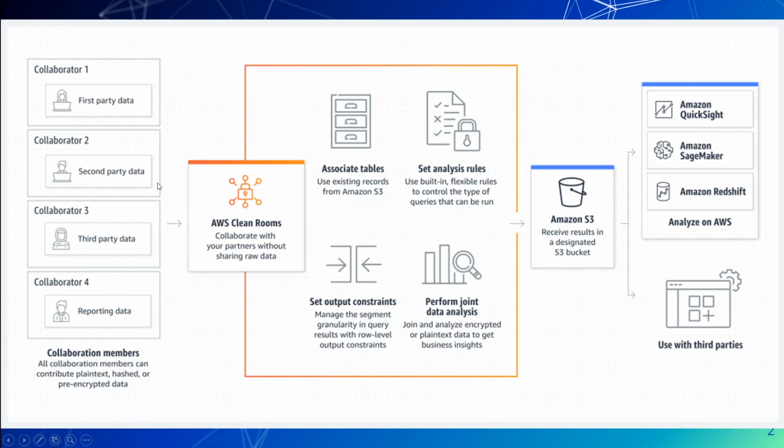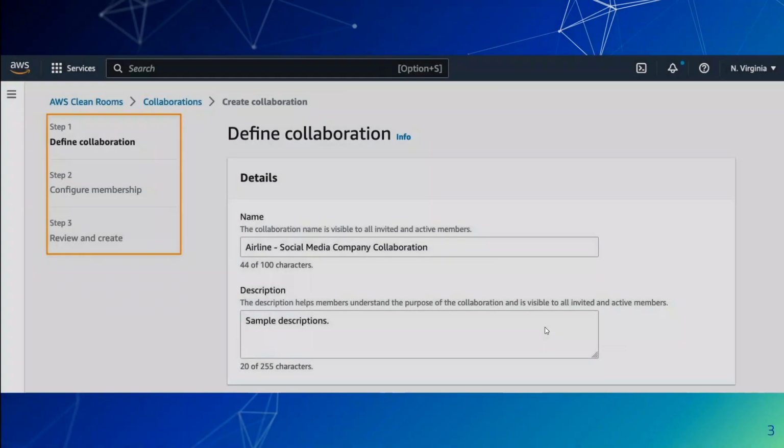But the idea is that on the left-hand side, there are members, and all of these members put their data, which is a collective data, in the middle, in the clean room. And from there, different insights can be generated on the right-hand side. It could be QuickSight or put in the data warehouse like Redshift, or you can even use your own third-party tools to analyze that data. Okay, let's see step-by-step how exactly this is configured.